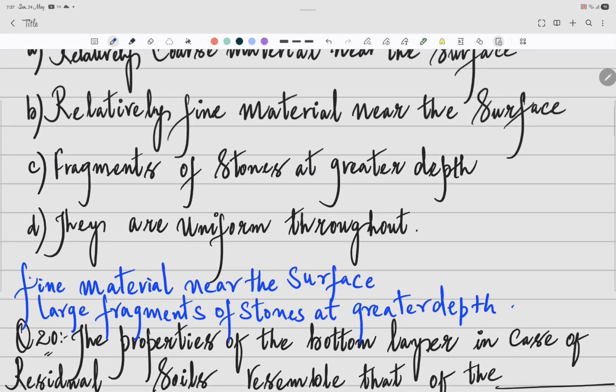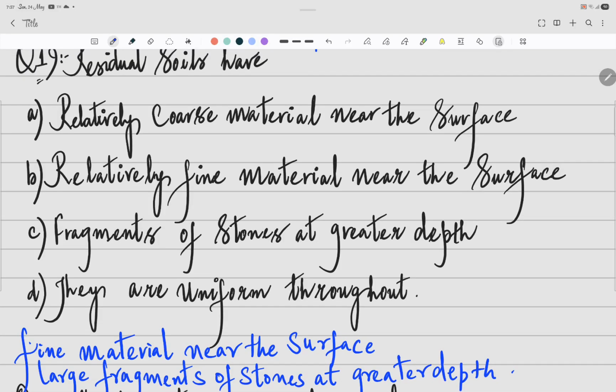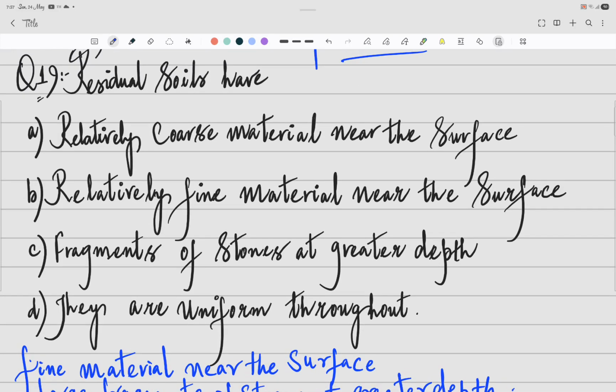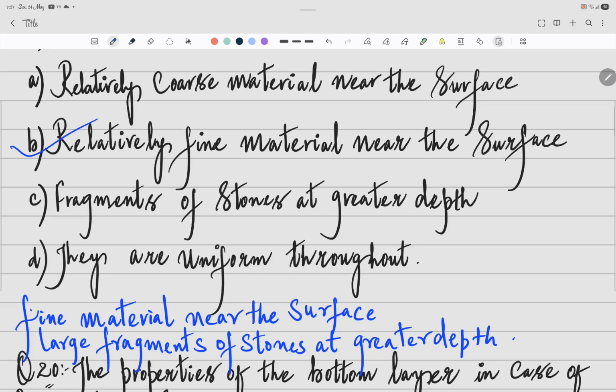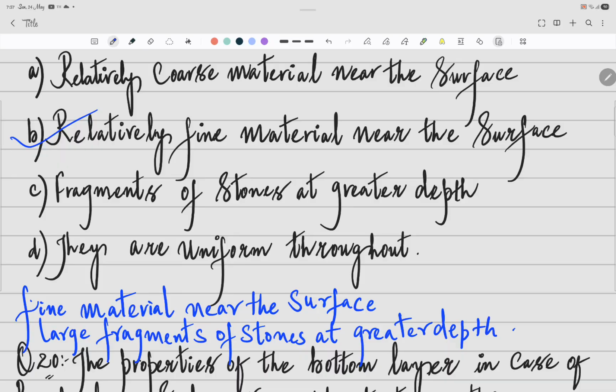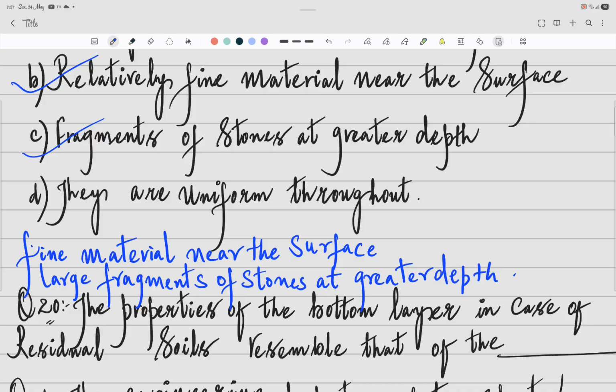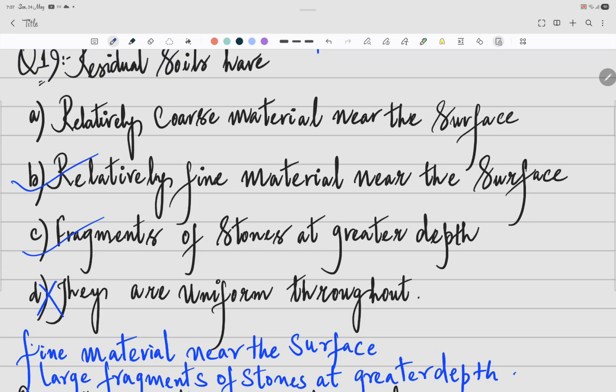So we have to choose the correct answer. Residual soils have relatively coarse material near the surface? No. They have relatively fine material near the surface? That's true. They have fragments of stones at greater depths? True. They are uniform throughout? No, they are not uniform throughout. They have fragments of stones at greater depth and relatively finer material near the surface.